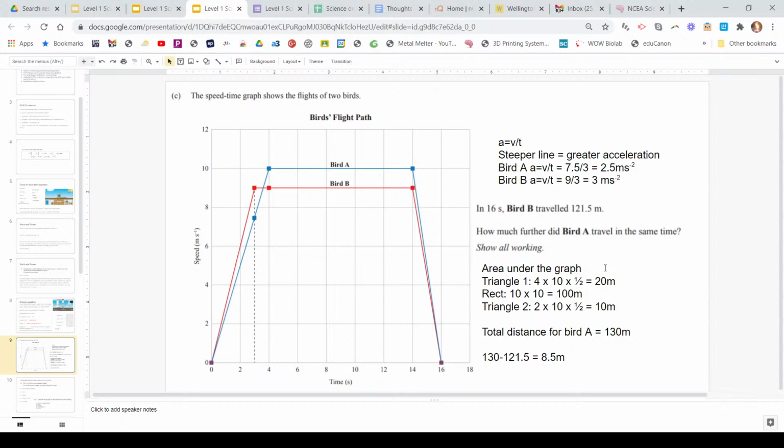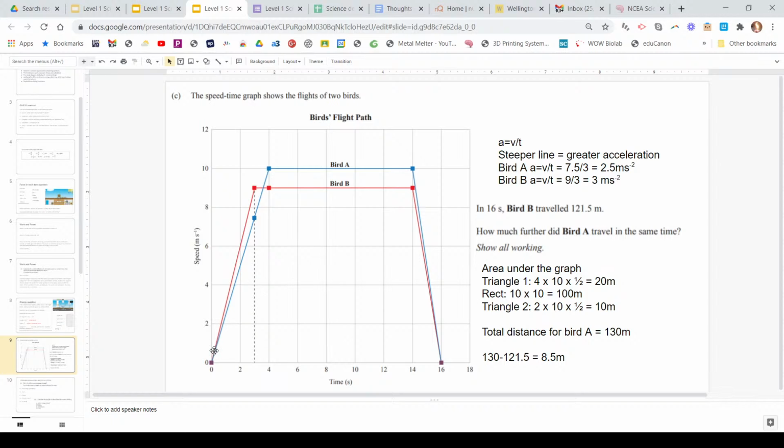For the distance traveled, the example I've given here has us working out the distance traveled by bird A in 16 seconds. And so we split it up into a triangle. This dotted line gives us the first triangle, and then a rectangle between 3 and 14 seconds, and then another triangle between 14 and 16 seconds. Sorry, that was bird B, I was looking at bird B. For bird A, the first triangle is between 0 and 4 seconds. Then we've got that rectangle, and then we've got the triangle formed between 14 and 16 seconds.